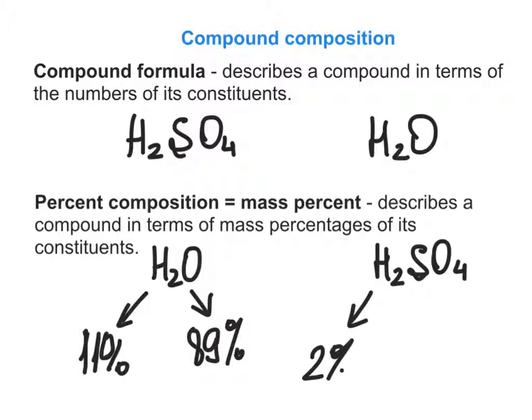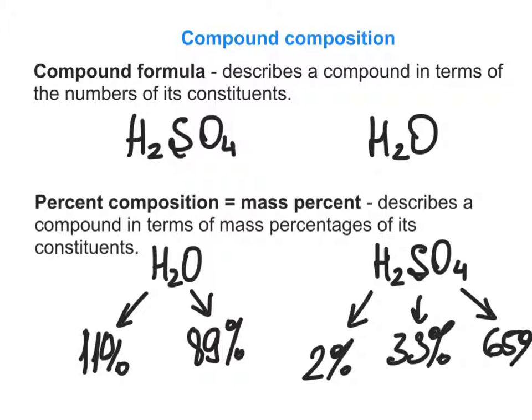If we look at the formula of sulfuric acid, any sample of sulfuric acid would contain 2% of the mass that would be coming from the hydrogen, 33% of all the mass of the sample would be coming from the mass of all the sulfur in it, and 65% would be coming from the mass of all the oxygens.